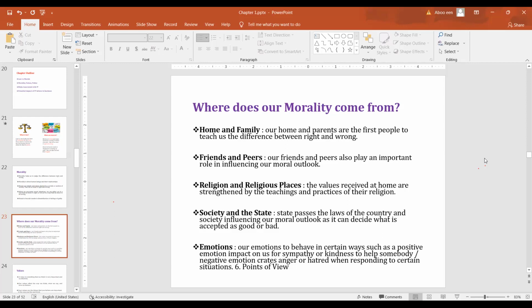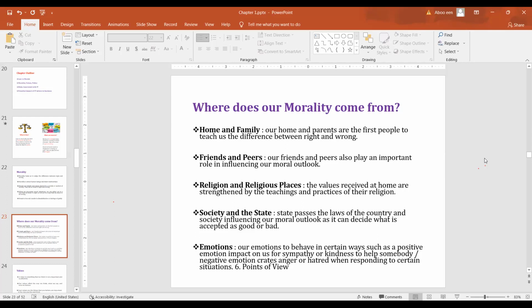And the religious places are also guiding us, like religious sermons, religious observances and religious practices. These also guide people about morality, the good and bad things. And the society and the state. In society, people also learn some good things, like the practices in the society. And in the country also, people are learning some good and bad things.